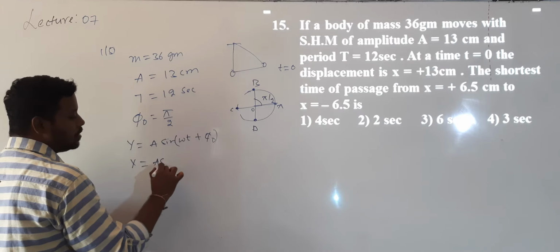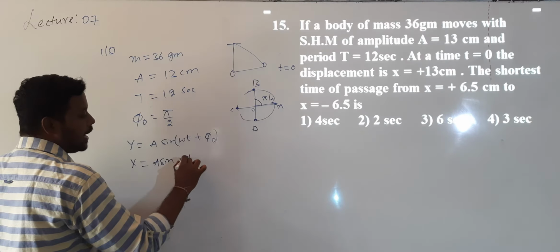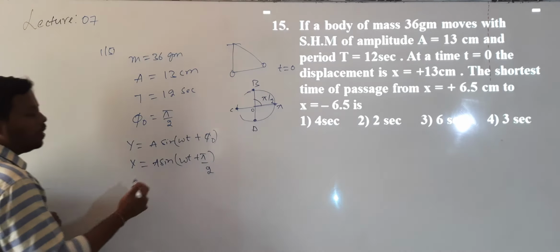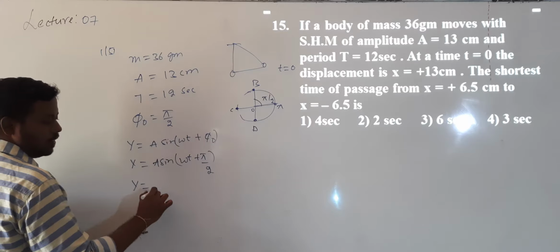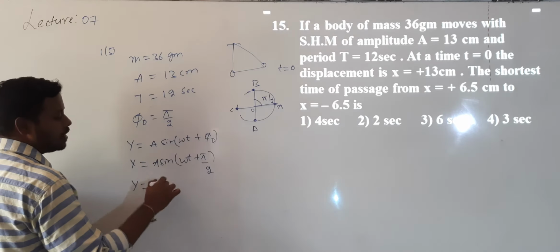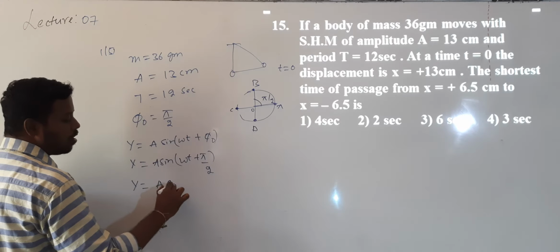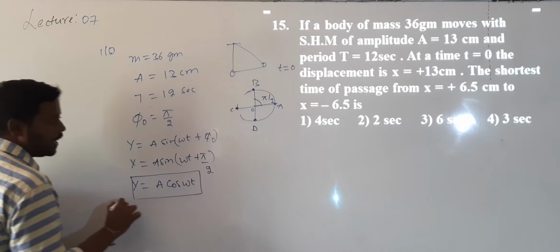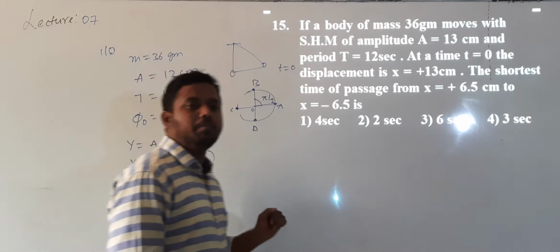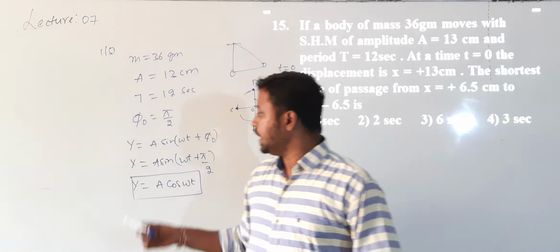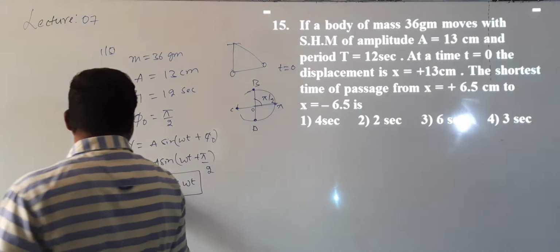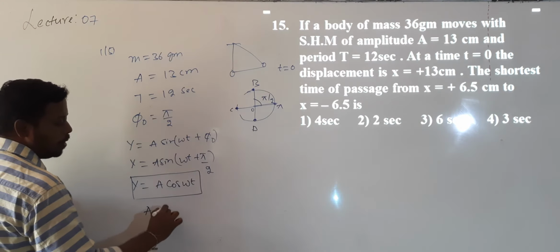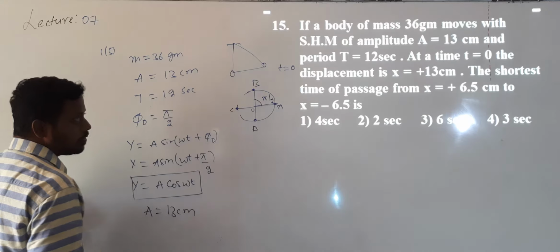So what will we get? a into sine of omega t plus pi by 2. Sine of 90 plus theta is in the second quadrant where sine is positive, and sine of 90 plus theta gives cos. So a into cos omega t. Always remember, whenever a particle executes SHM starting from the extreme position, the displacement equation is y is equal to a cos omega t. In this given question, the amplitude is 13 centimeters.